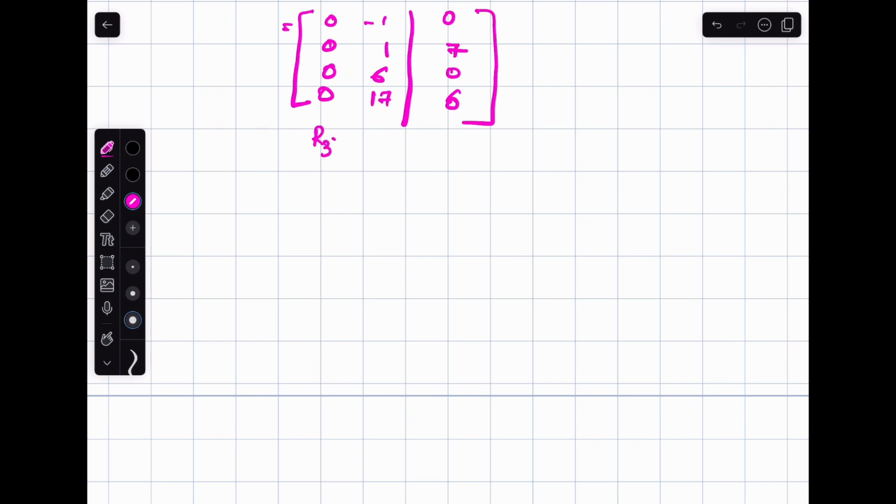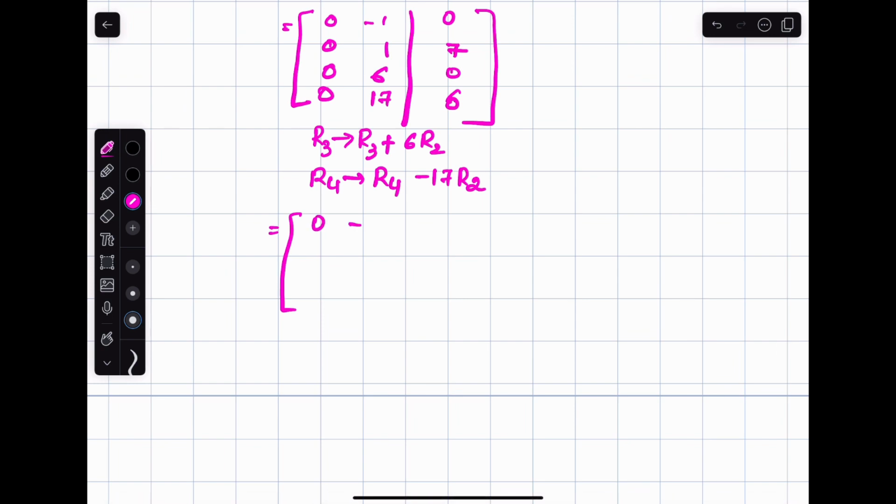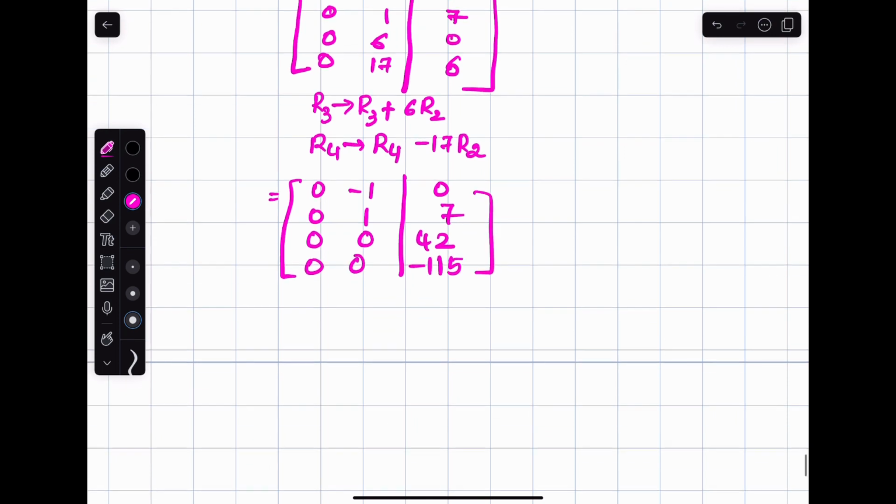All right, then we'll move to row 3. We will apply row 3 changes to row 3 plus 6 times row 2. Then row 4 changes to row 4 minus 17 times row 2. Okay, now we will get 0 0 minus 1 0, 0 1 7 0, 0 0 42 0, 0 0 minus 11 115. Now we will get the equation 0x plus 0y is equal to 42.